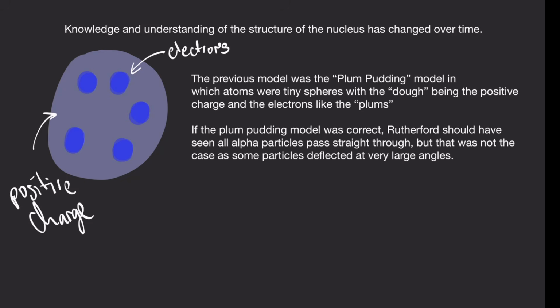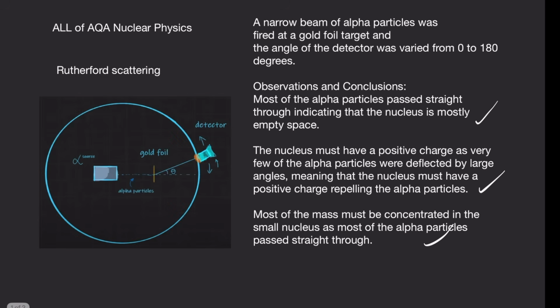However, if the Plum pudding model was correct, Rutherford should have seen all the alpha particles just pass straight through, but that was not the case. Some of the particles were deflected at very large angles. Even a very small proportion of them actually deflected back with an angle of deflection of 180 degrees, which would have indicated a direct hit with the actual nucleus.